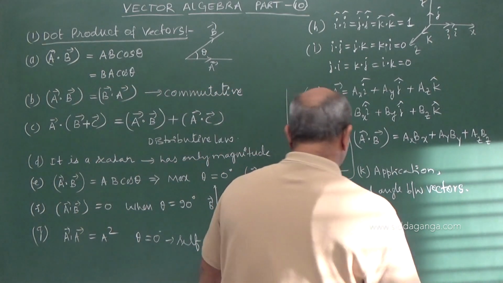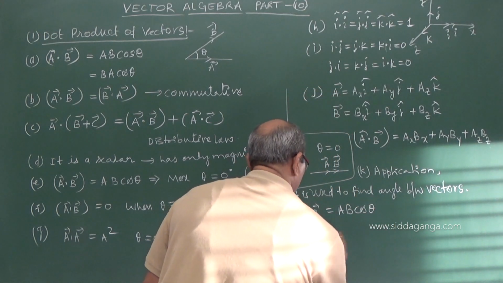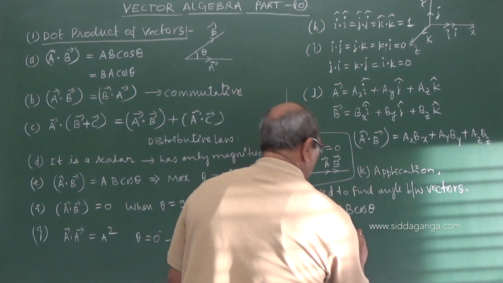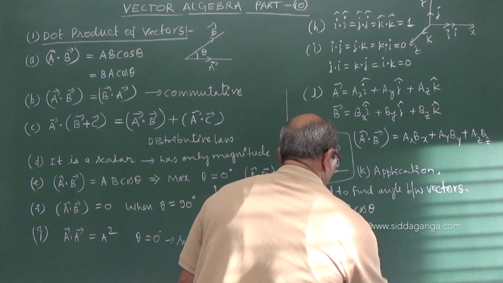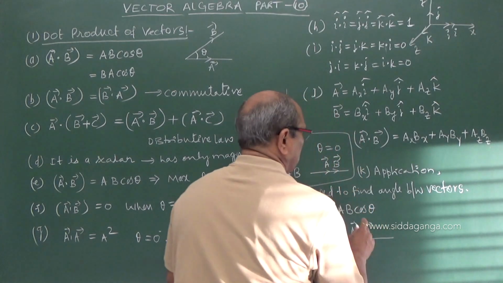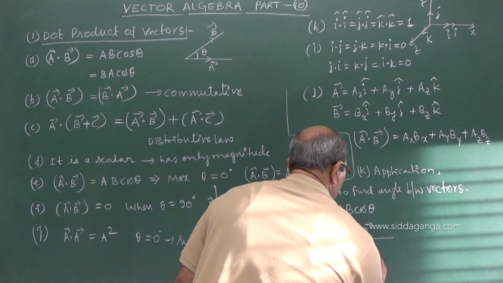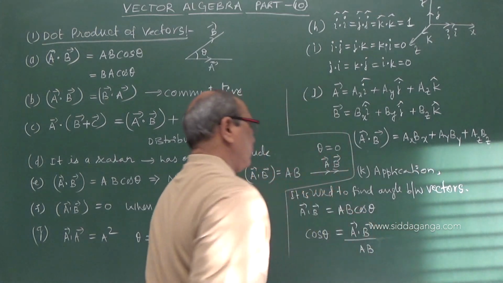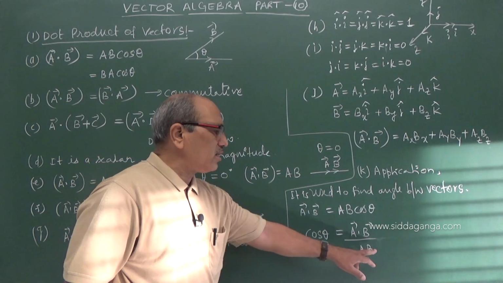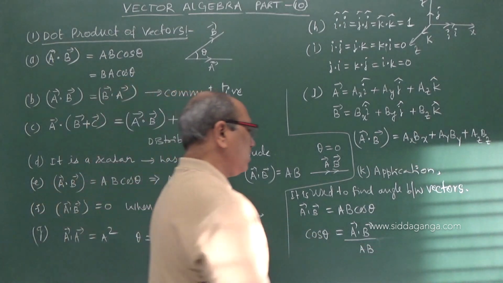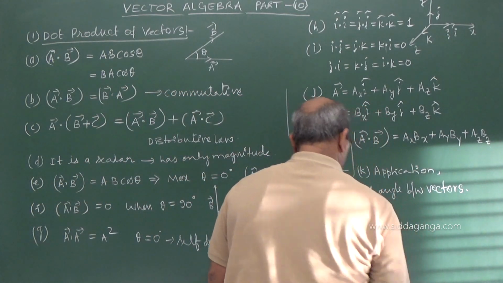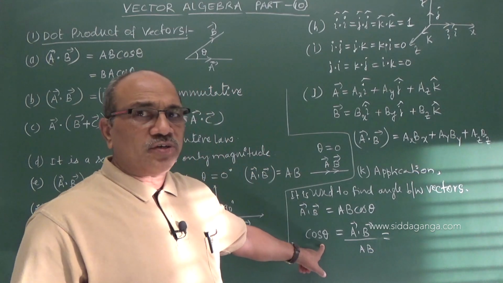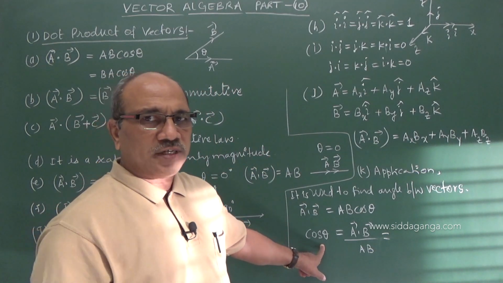Because what is cos theta? Cos theta is A dot B divided by AB, which is the magnitude of A times the magnitude of B. Once you get cos theta, you are able to get the theta value, because the cos inverse of that gives you the angle.